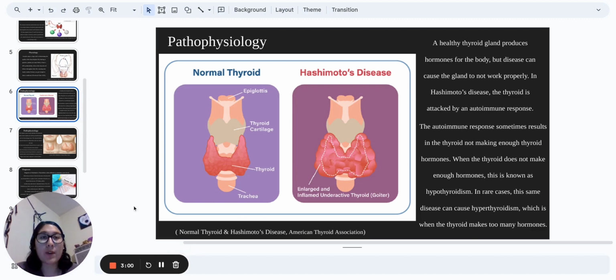The autoimmune response sometimes results in the thyroid not making enough hormones. This is known as hypothyroidism. In rare cases, the same disease can cause hyperthyroidism, which is when the thyroid makes too many hormones. Although Hashimoto's disease can lead to hypothyroidism, not everyone who has Hashimoto's will develop hypothyroidism.